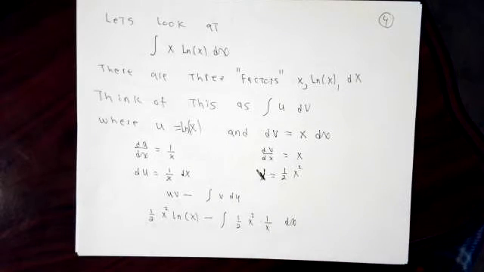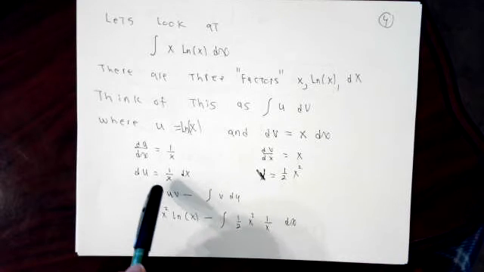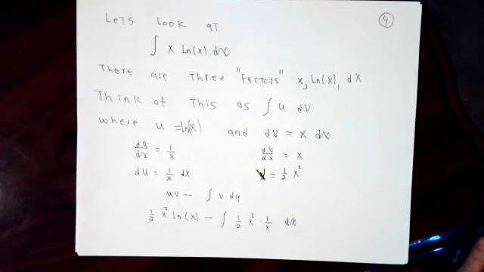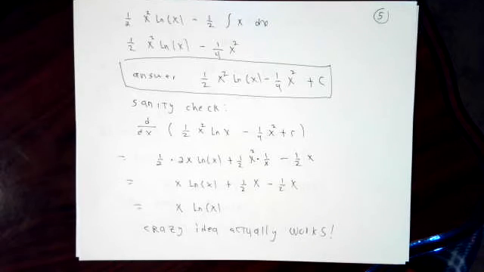u is natural log of x times v, which is 1/2 x squared, minus the integral of v, which is 1/2 x squared, du, which is 1 over x times dx. Makes a person uneasy even saying that. After doing all the now simpler integrations, we get for an answer 1/2 x squared natural log x minus 1/4 x squared plus a constant.